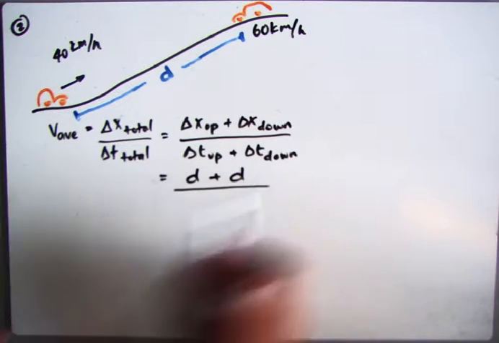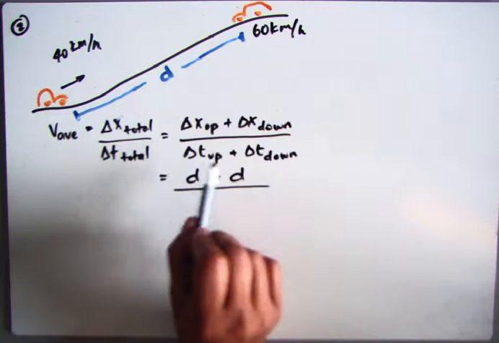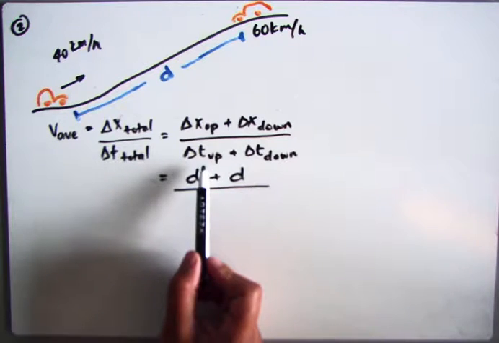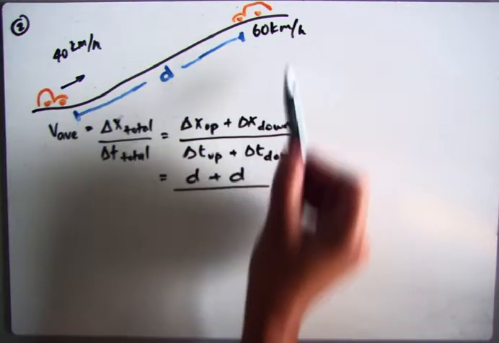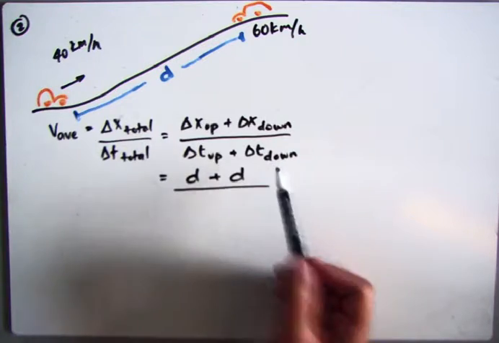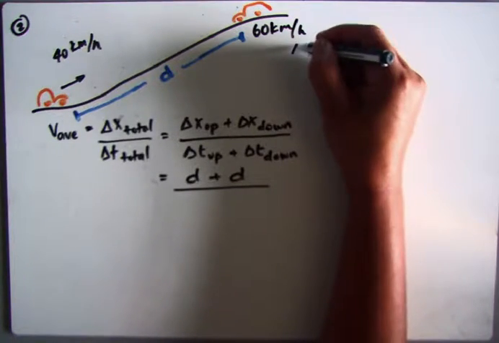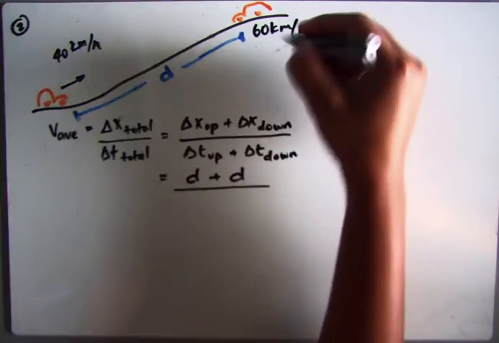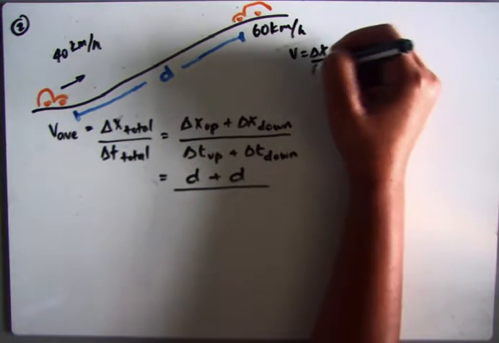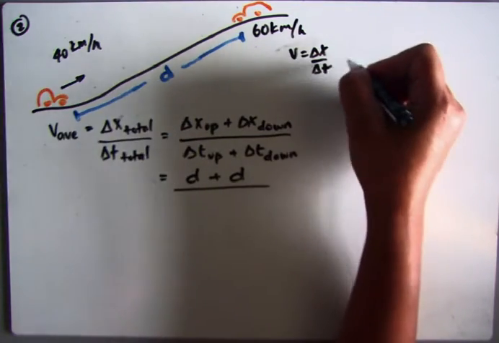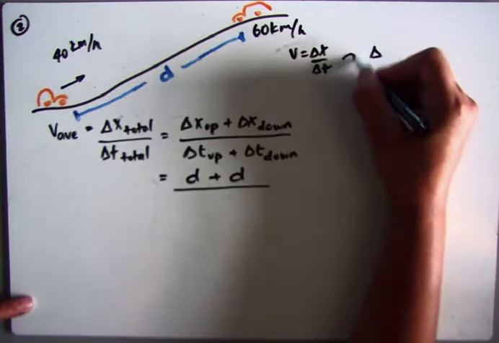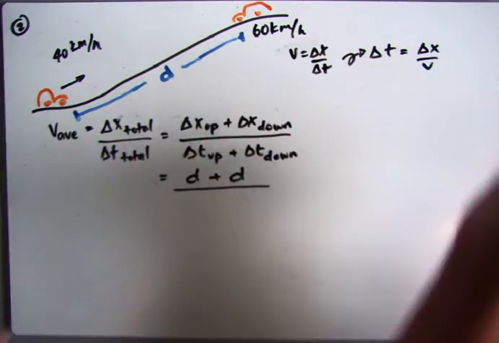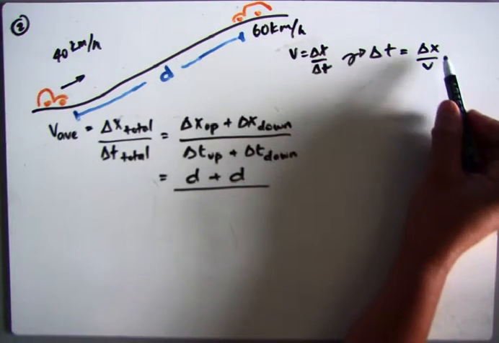And now I just have to figure out the time taken. Well, in order to figure out the time it took, it's going to depend on the speed, right? When it's going slower, the time's going to be longer. When it's going faster, down at 60, the time's going to be shorter. So let's look at this original equation again, v equals delta x over delta t. This time I'm going to rearrange this and solve it for t. So delta t equals delta x over speed, right? Delta t equals delta x over v.